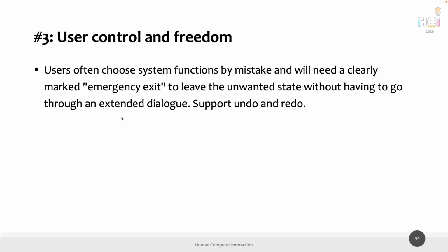Users often choose system functionality by mistake. Of course, errors will happen, and we'll need an emergency exit, okay? So to leave the unwanted state without having to go through an extended dialogue. So to summarize, support undo and redo, okay? If I'm filling in a form and I mistake something and I click submit, I don't want to restart from scratch, right? I just want to fix the problem and resubmit again.